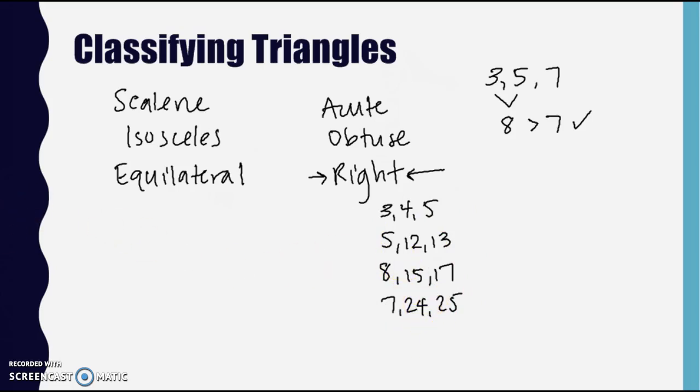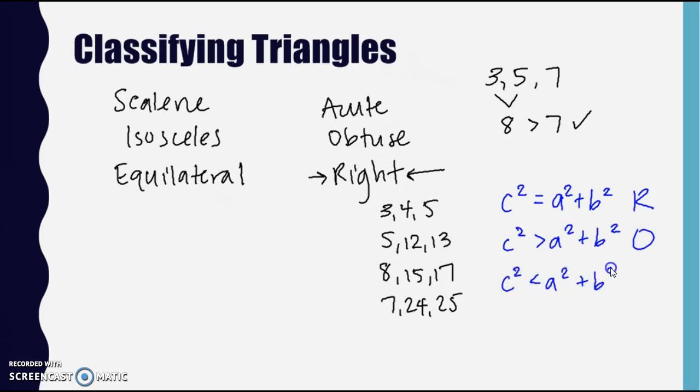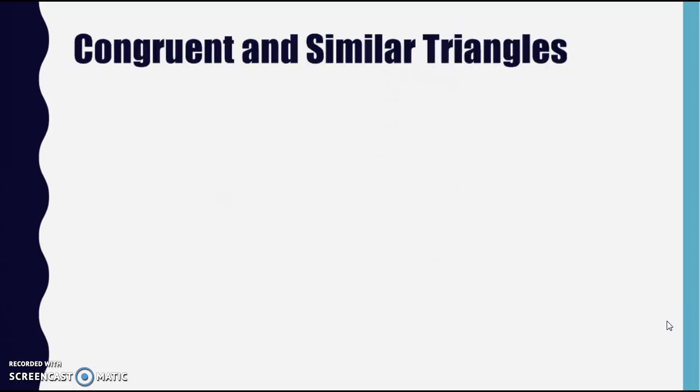If you don't recognize them, then you can plug them into our Pythagorean inequality theorem, which says that if c squared is equal to a squared plus b squared, it's a right triangle. If c squared is bigger, it's obtuse, and if c squared is smaller, it's acute. All right, so you got to be able to tell and classify what the triangle is based on sides and angles. All right, we also looked at congruent and similar triangles.